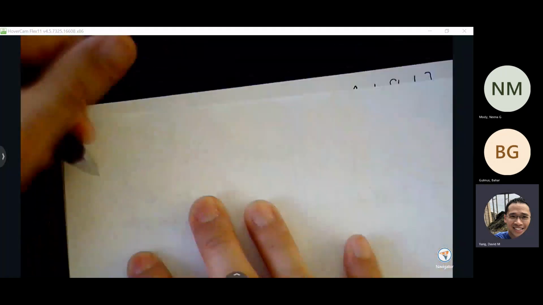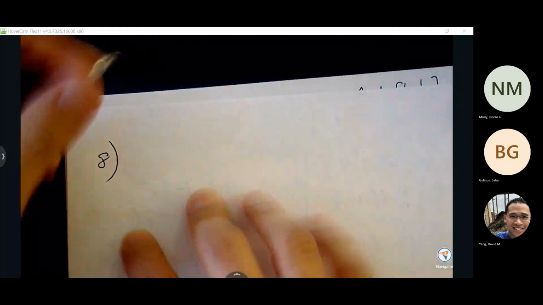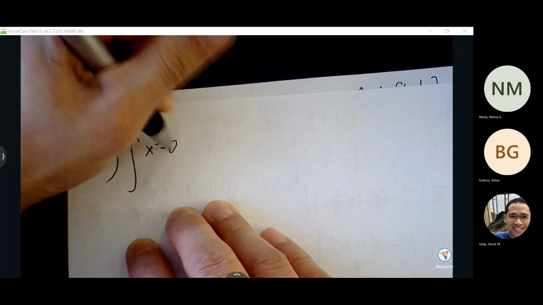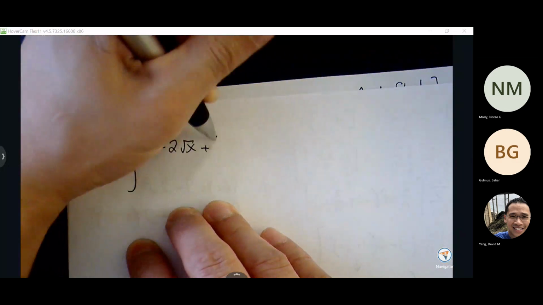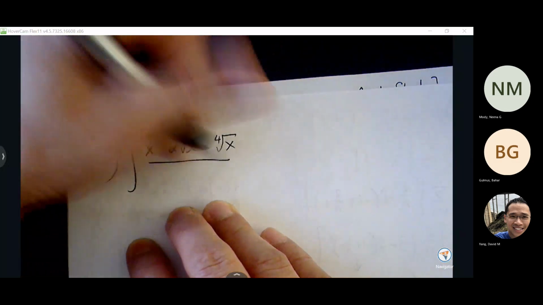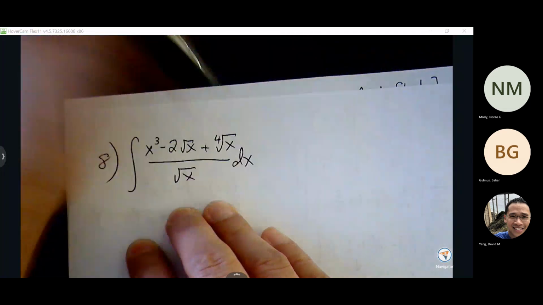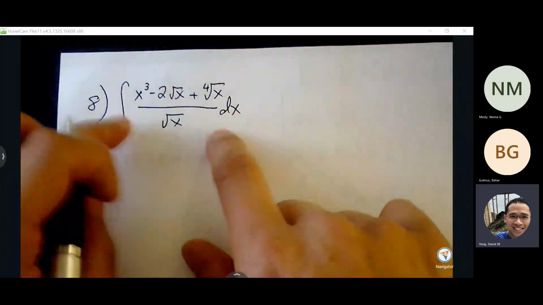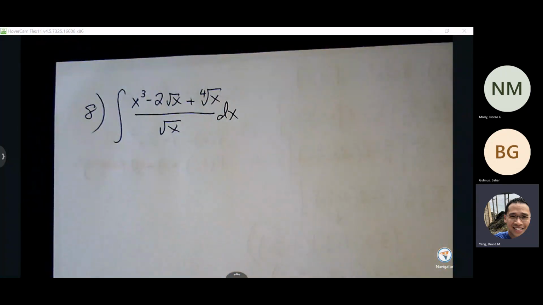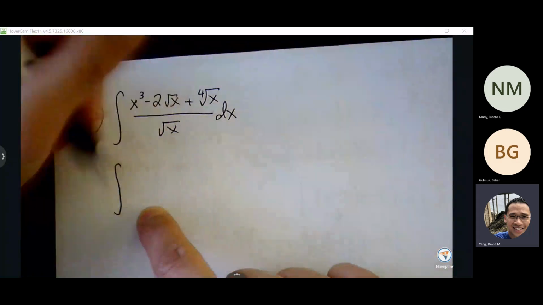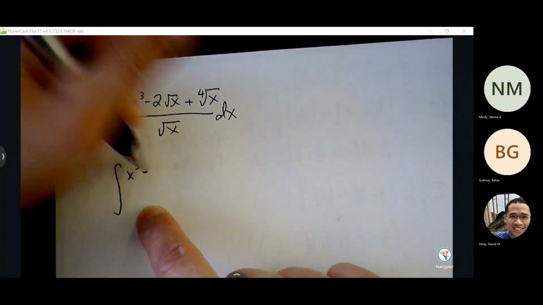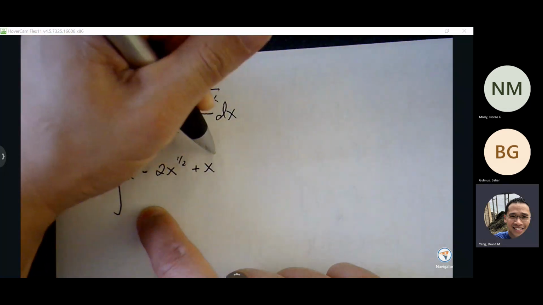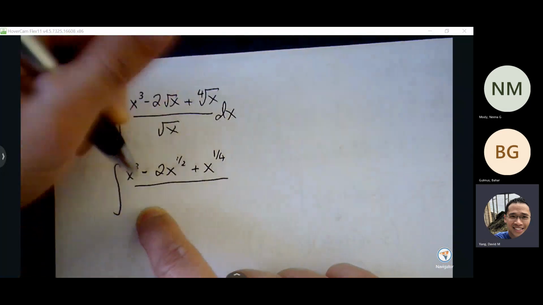Okay, number 8. Now on my key, I presented the solutions a little differently, so I prefer to go through what I'm about to show you, splitting up in every fraction first. But I'm going to first rewrite it as rational exponents.